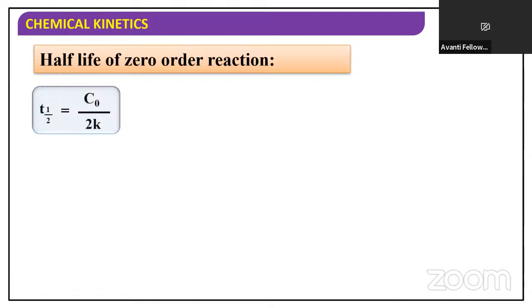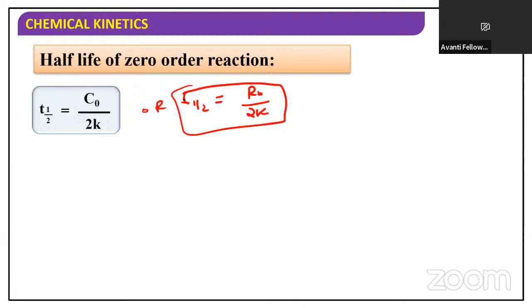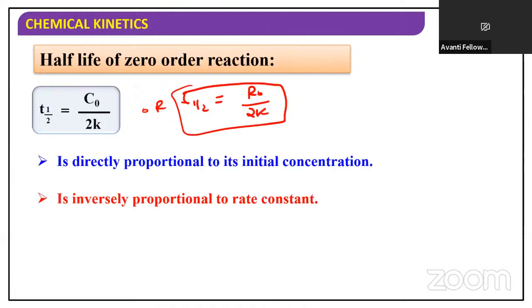Now let's see the half-life for the zero order reaction. The half-life for the zero order reaction is t half is equal to C naught by 2k, also written as t half is equal to R naught by 2k. So this is the formula for the half-life time for the zero order. From this expression, we can say that half-life time is proportional to the initial concentration of the reactant.